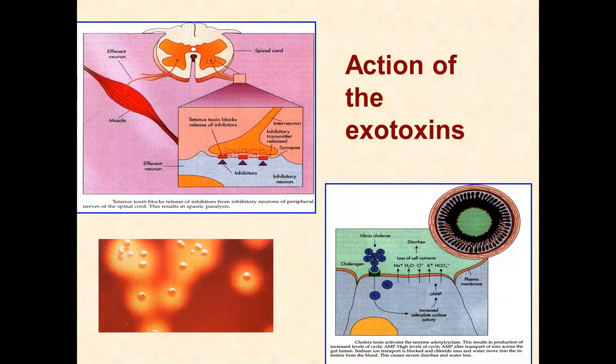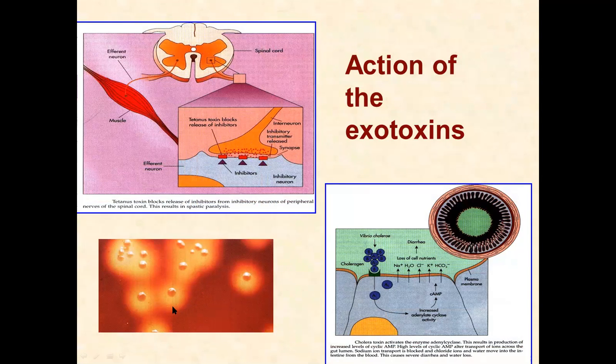And this slide also illustrates the specificity of exotoxins. For example, tetanus toxin blocks the release of an inhibitory mediator, and it results in spasm and seizures, which is a characteristic symptom of tetanus.